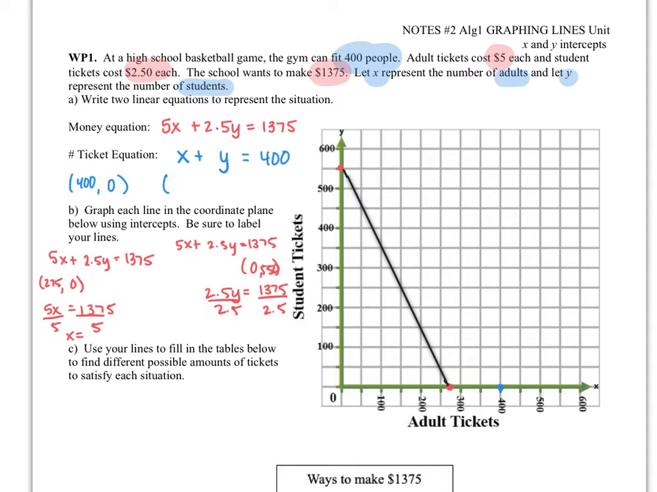And then the opposite is going to be true for my y-coordinate. That means my x value would be 0, and if x were 0 in this equation, y would equal 400. And again, I need to graph that using something straight. If you're not graphing lines using rulers, you're going to find parts of this very difficult, because it's going to be important that our lines are precise. So it says, use your lines to fill in the table below to find different possible amounts of tickets to satisfy each equation.